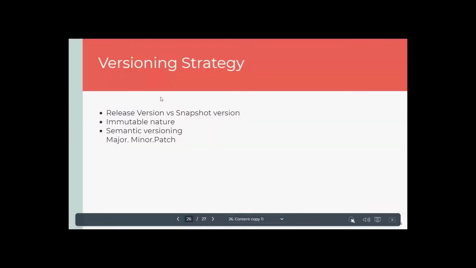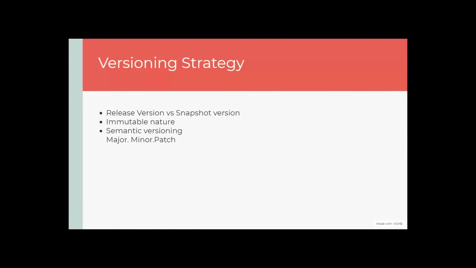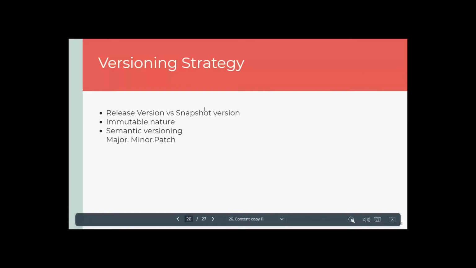Okay, so the next one is the versioning strategy. For example, for all the versions there will be two kinds: one is the release version, and another one is the snapshot version. If your project is very lightweight and small, maybe you don't need to maintain the two versions, release version and snapshot version.